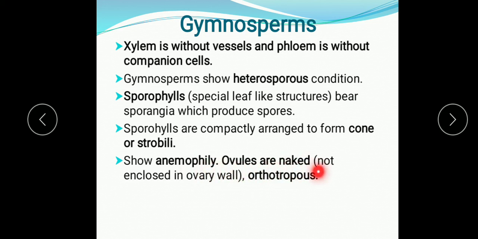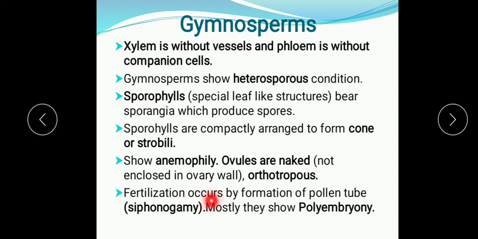Ovules are naked, they are not enclosed in the ovary wall. So naked ovule, and they are not enclosed in the ovary wall. And the type of ovule is orthotropous. So there are different types of ovules, we will study further in the next class, types of ovules, orthotropous, anatropous. Anatropous type of ovule is found in the angiosperms, and gymnosperms have the orthotropous type of ovule.